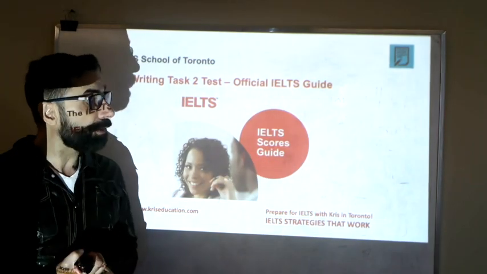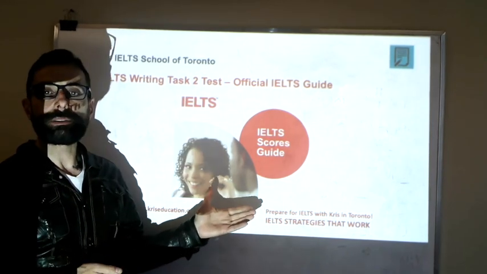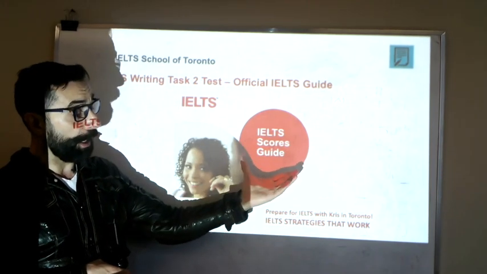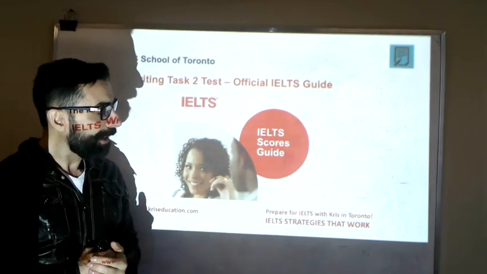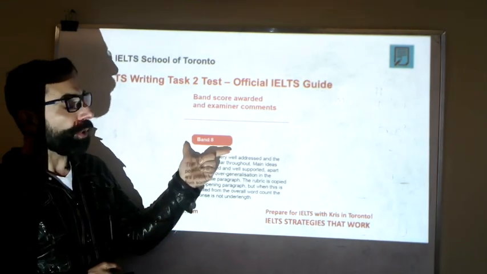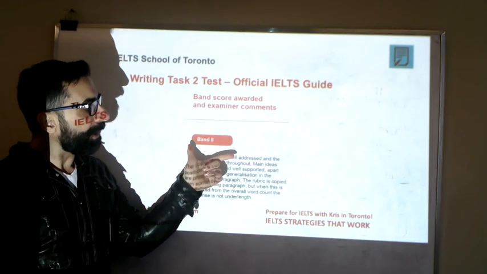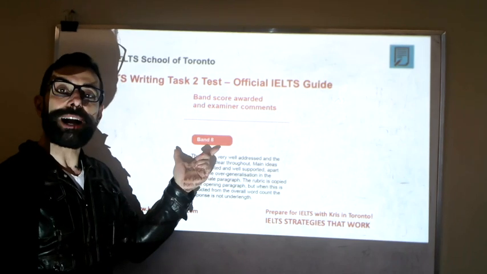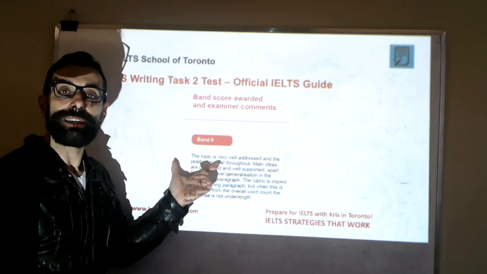For this essay, instead of expressing my own opinion, I have decided to use official IELTS material. So what we'll do, we'll use the IELTS scores guide. This is published by IELTS.org, so it's official. And we will see an example of a test taker who scores band 8. So basically we will see together how many body paragraphs, how many ideas this person is having.